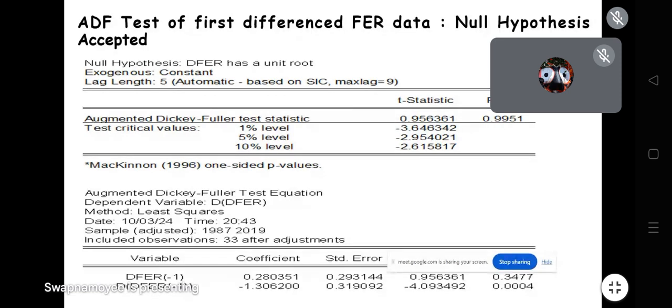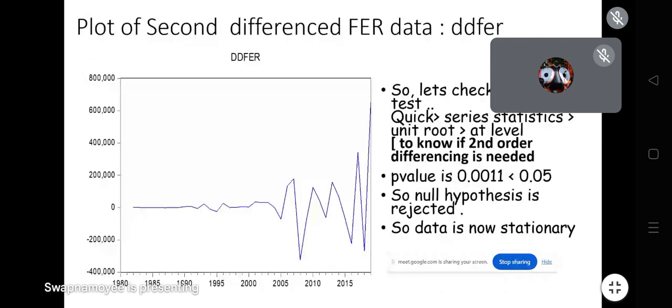So now I have to go for a second differencing. I have to difference the data again. Again, I have differenced the data. You can see my variable, it is DDFER.